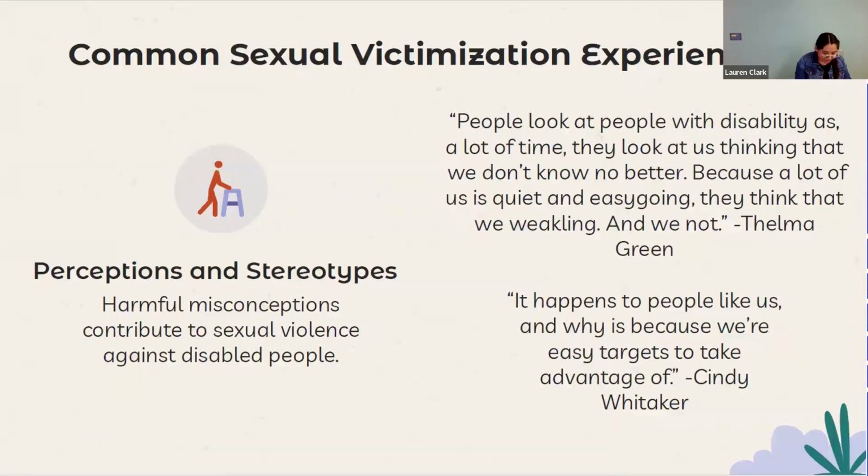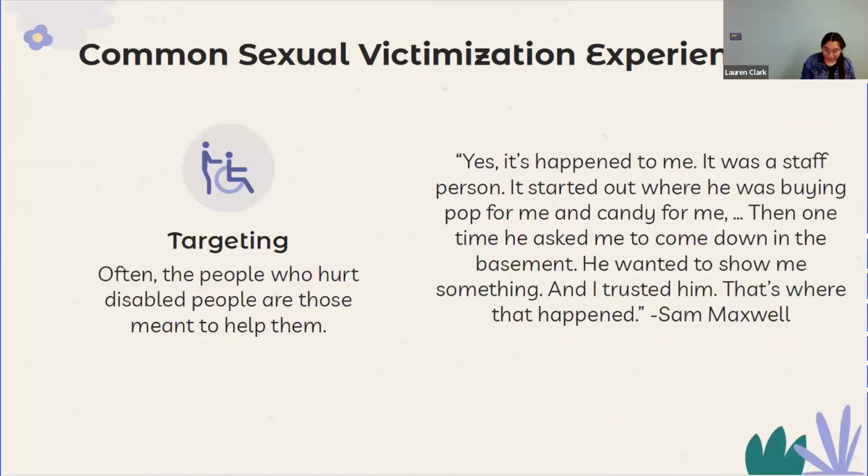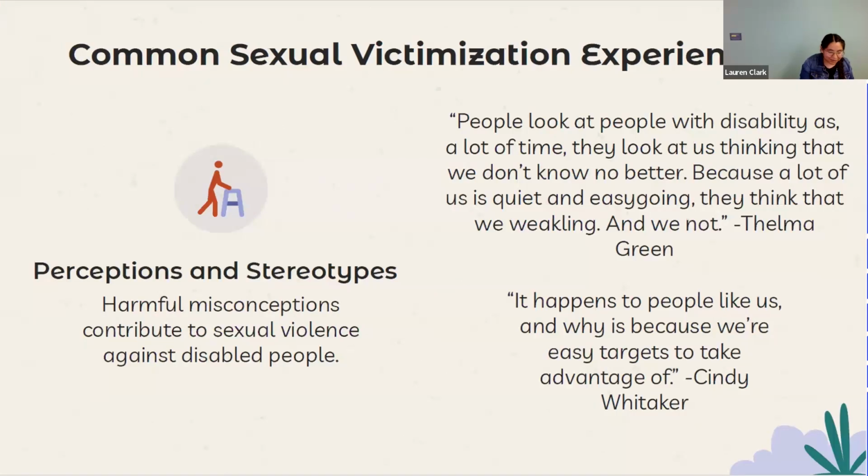One of these common experiences is perceptions and stereotypes. Harmful misconceptions about people with disabilities often contribute to sexual violence against them because they create a false sense of vulnerability, making individuals with disabilities seem like easy targets. Several stereotypes and misconceptions keep alive the false belief that individuals with disabilities are inherently weak or incapable of protecting themselves. And here are some quotes shared by individuals in the podcast that acknowledge how these stereotypes affect them.